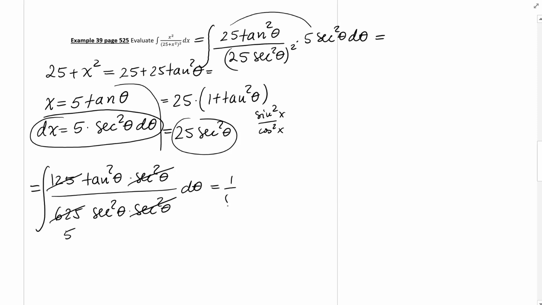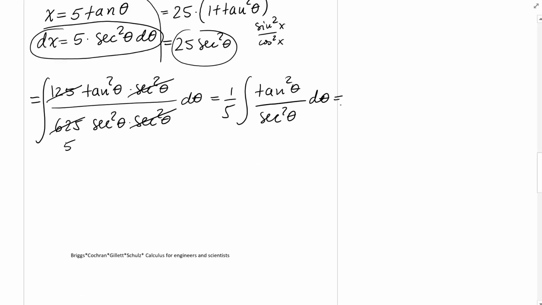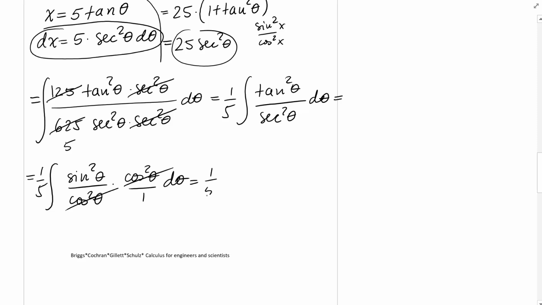So we get 1 over 5 integral of tangent squared of theta over secant squared of theta d theta. Let's transform this into sines and cosines. It's a little bit easier to see. So 1 over 5 integral tangent squared, it's sine squared of theta over cosine squared of theta. And secant squared, it's 1 over cosine, so it's times cosine squared of theta over 1. So what do we notice? This cancels and we get 1 over 5.